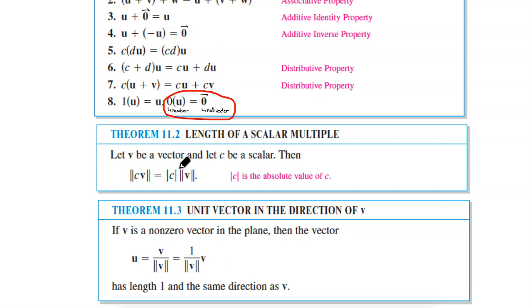Finally, unit vectors. We mentioned earlier that a unit vector is a vector of length 1. So if you are given a vector v in the plane and you want to find a unit vector in the same direction, the trick is to find its magnitude and divide that vector by the magnitude. Okay, so if v has magnitude 5, now if I divide that by 5, I'm going to have a new vector which has magnitude 1.